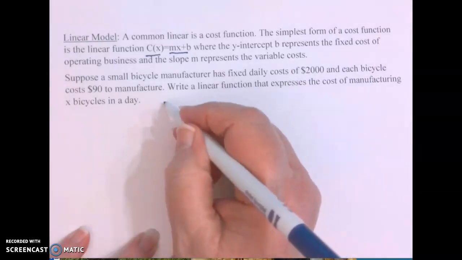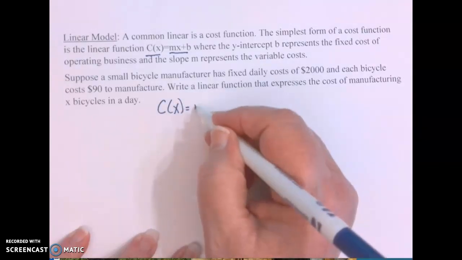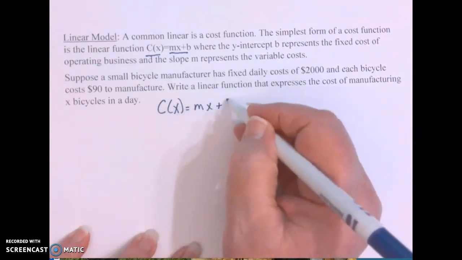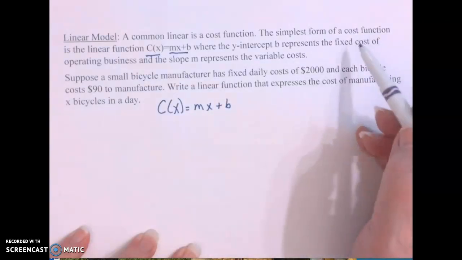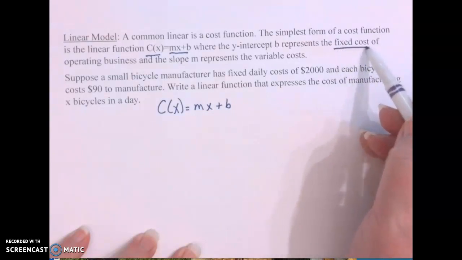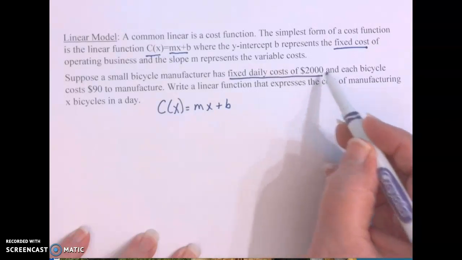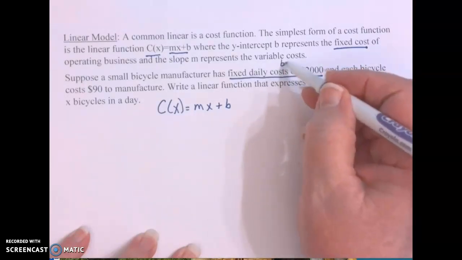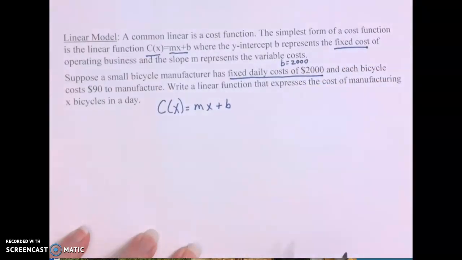So let's go back to the general form of c of x equals mx plus b, where the y-intercept is our fixed cost. So here's our fixed cost. So that means b equals 2,000, and I'm analyzing what was given in my problem. And then each bicycle will cost $90 to manufacture.